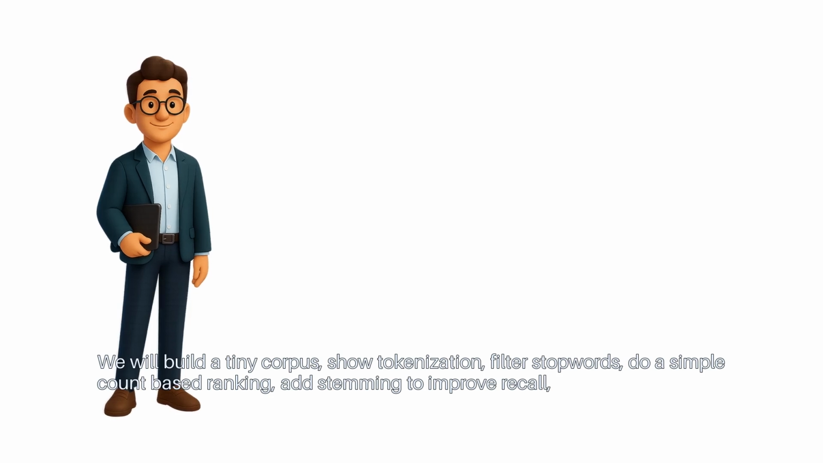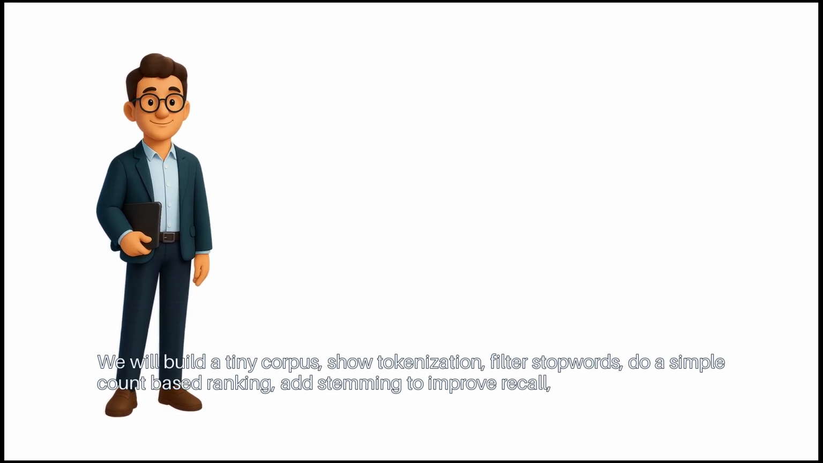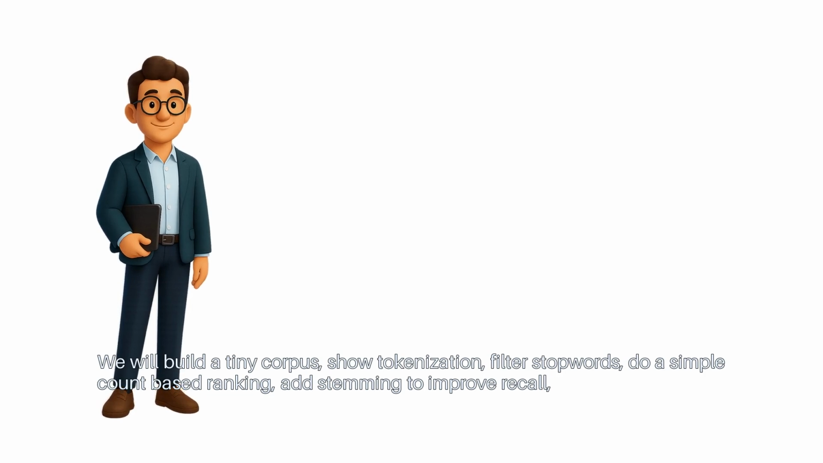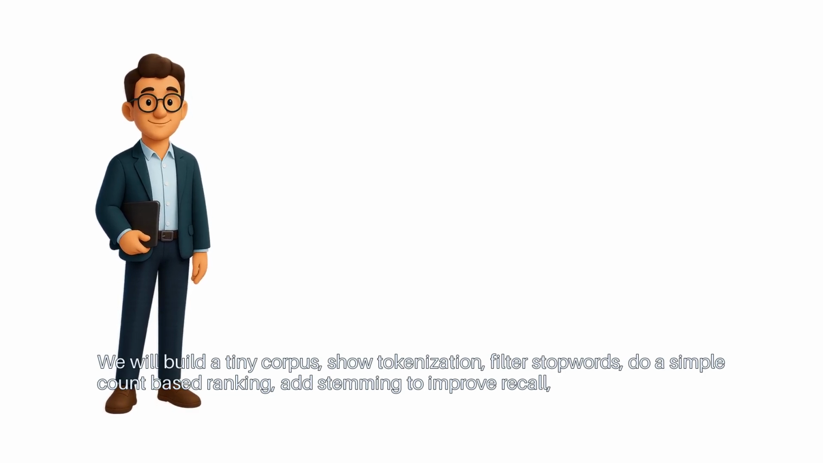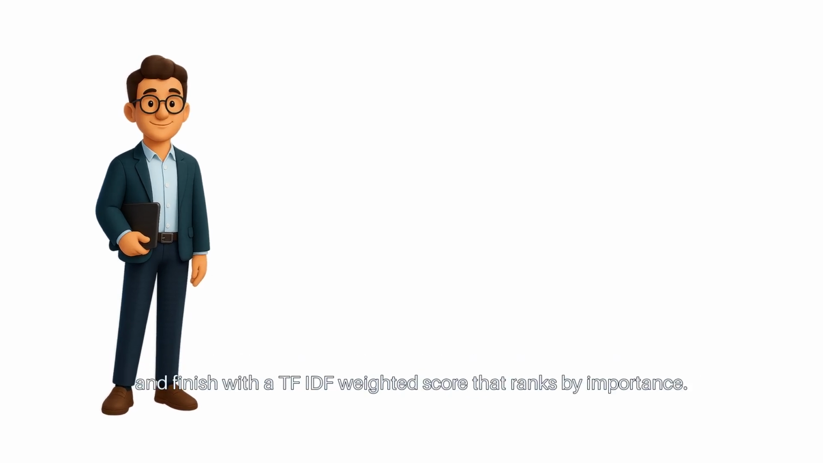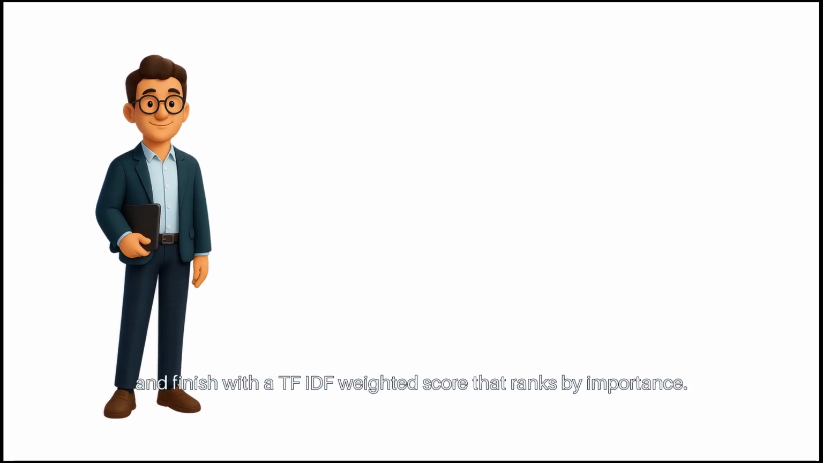We will build a tiny corpus, show tokenization, filter stopwords, do a simple count-based ranking, add stemming to improve recall, and finish with a TF-IDF weighted score that ranks by importance.